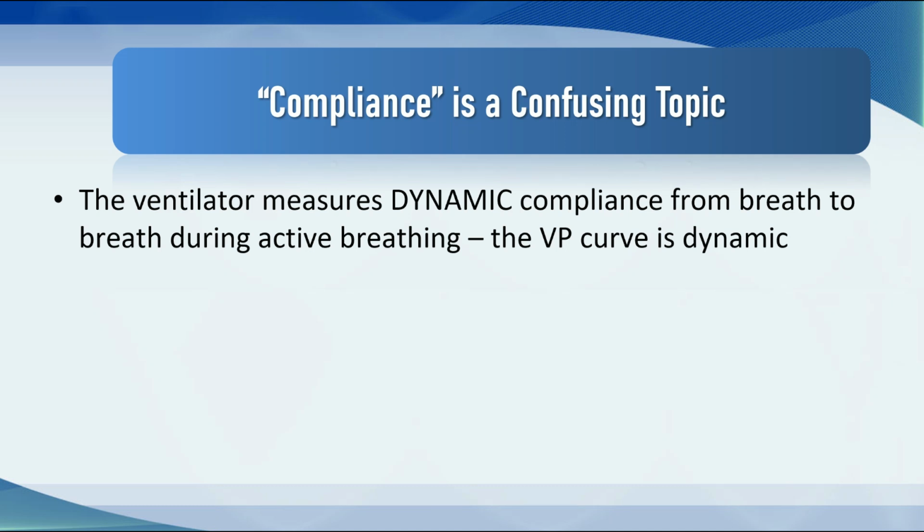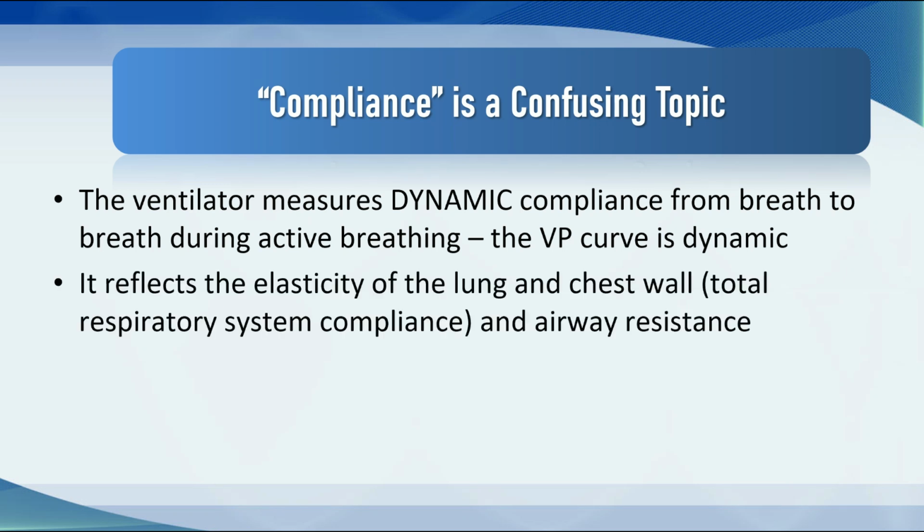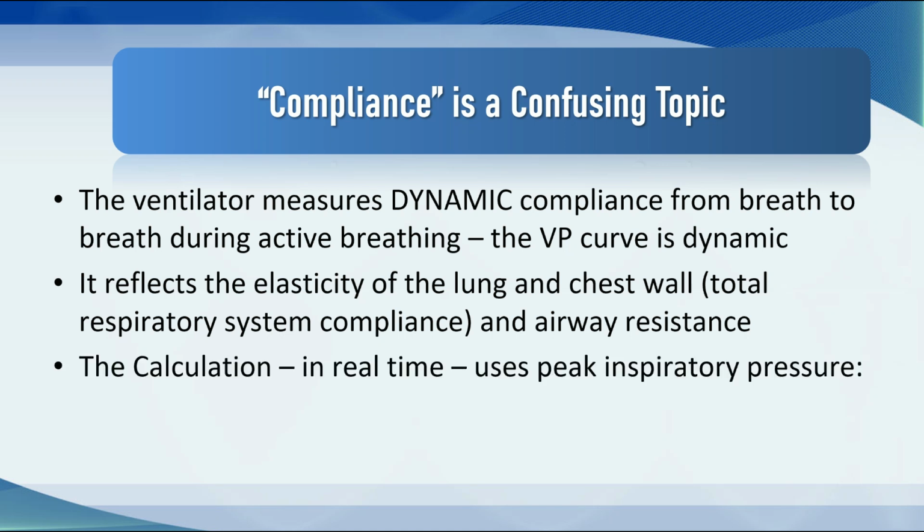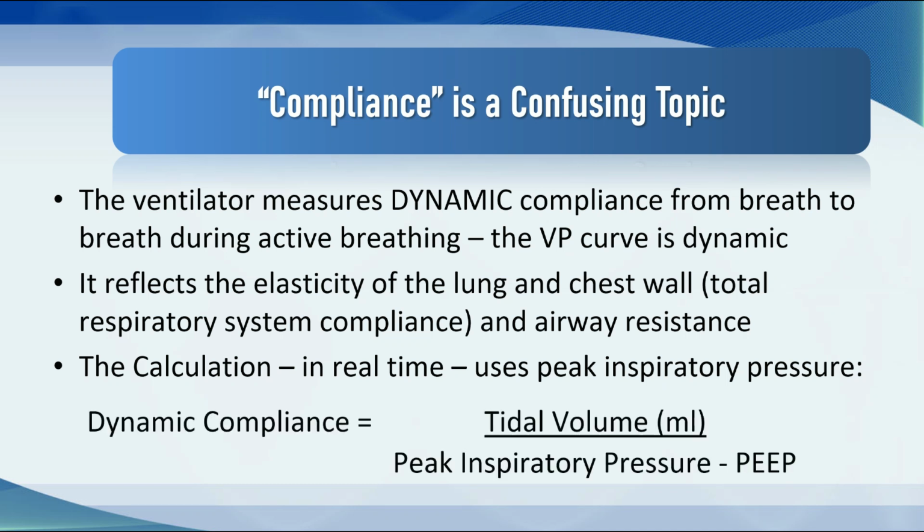The ventilator measures dynamic compliance from breath to breath during active breathing. That volume pressure curve is dynamic, and the information that you're seeing in that numbers bar is the compliance for that particular breath. It reflects the elasticity of the lung and the chest wall, that's the total respiratory system compliance, but also the airway resistance. So someone with very high airway resistance may have a very flat volume pressure curve. The calculation in real time uses peak inspiratory pressure. So the calculation for dynamic compliance is tidal volume divided by peak inspiratory pressure minus PEEP.